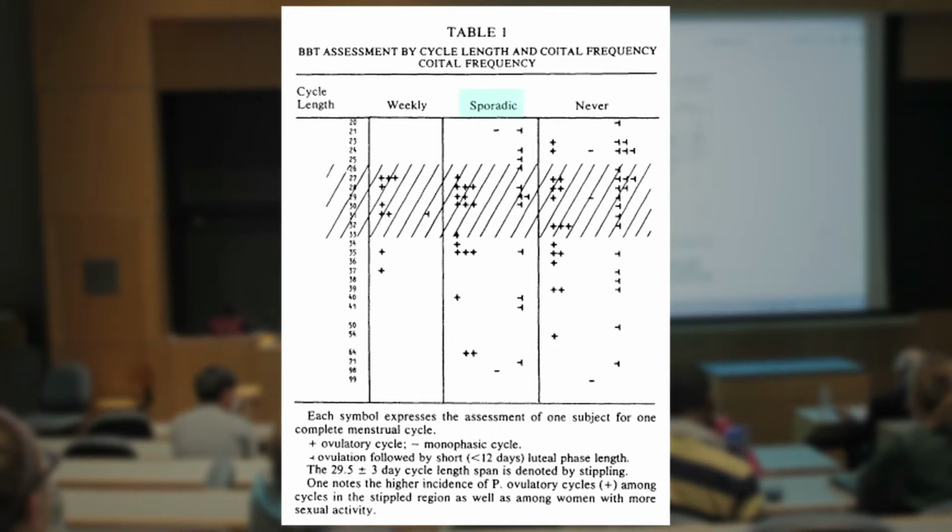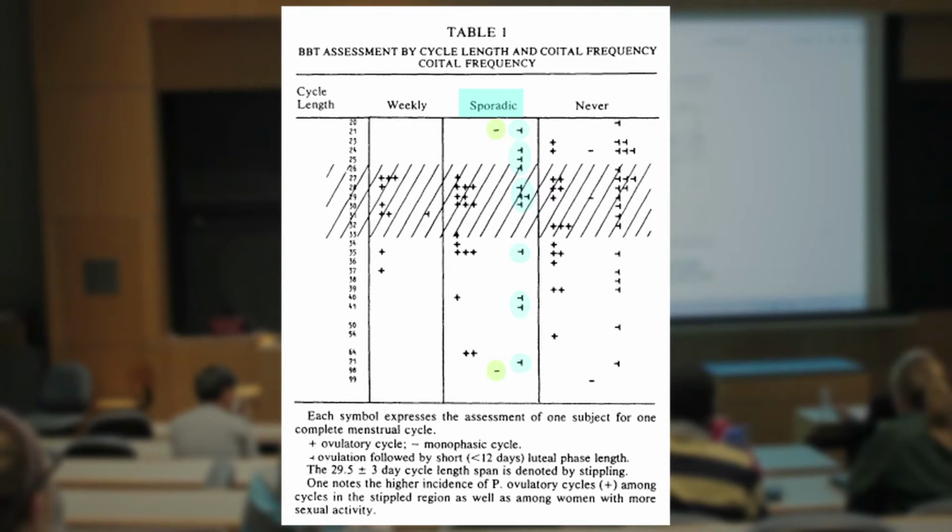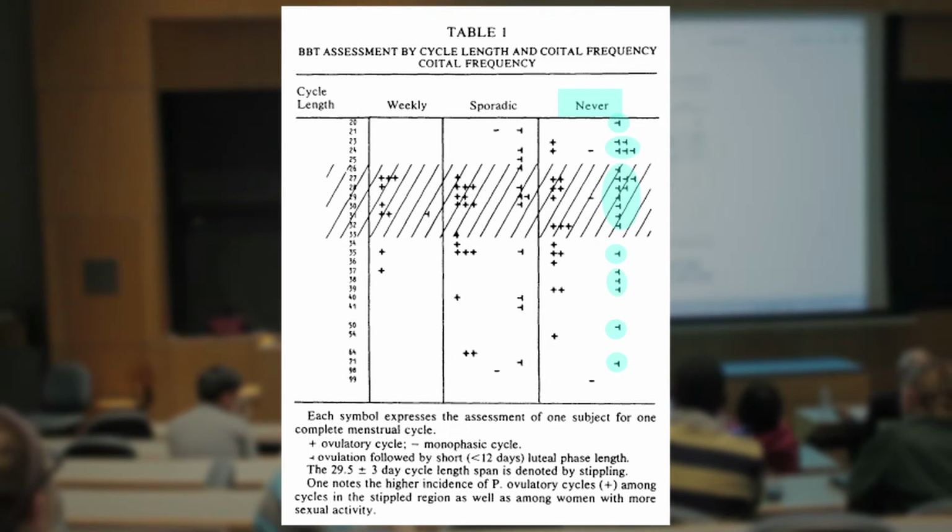The sporadic women show different cycle lengths, because this is cycle length, and that bar is the 29.5 plus or minus 3-day cycle length. And you can see the huge quantity of luteal phase defects in sporadically active women, and very few failures to ovulate. The very longest cycle and the very shortest cycle of the sporadic, you see that minus? That person didn't even ovulate, and neither did that one. And the nevers similarly showed a lot of luteal phase defects.